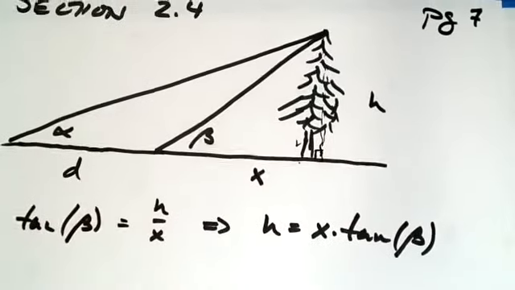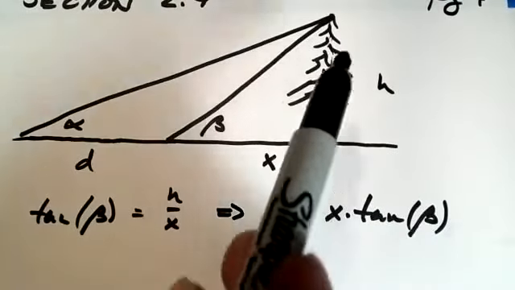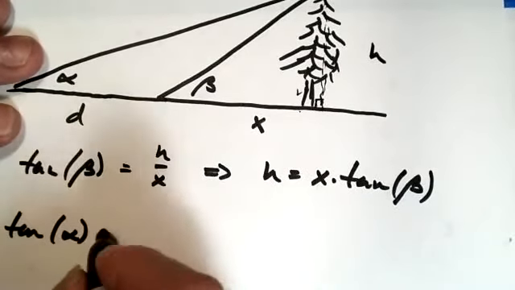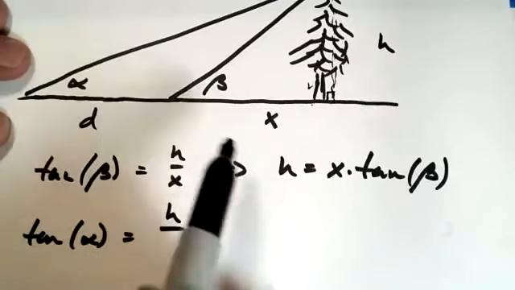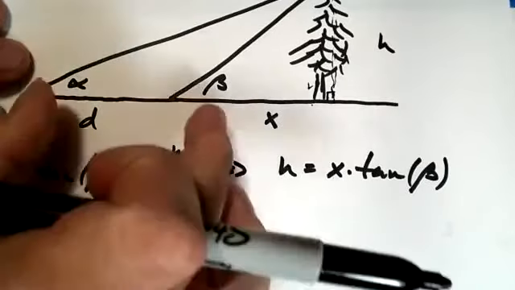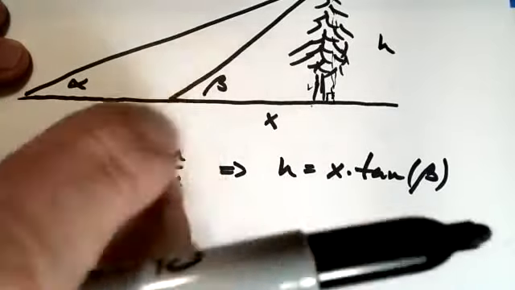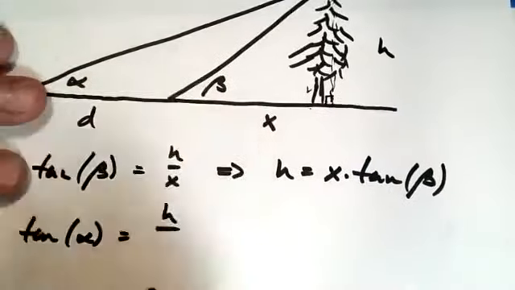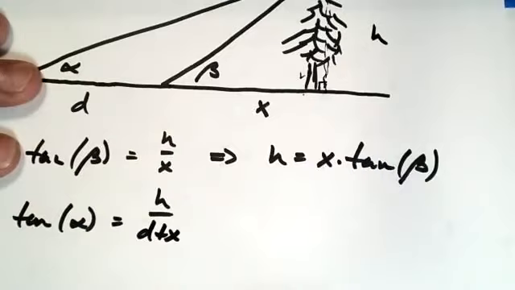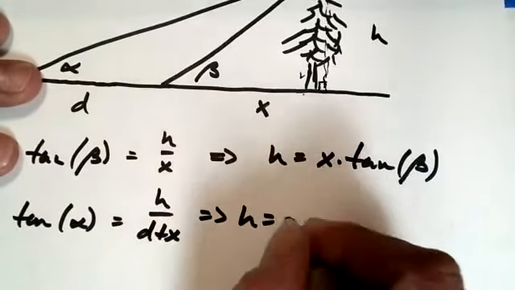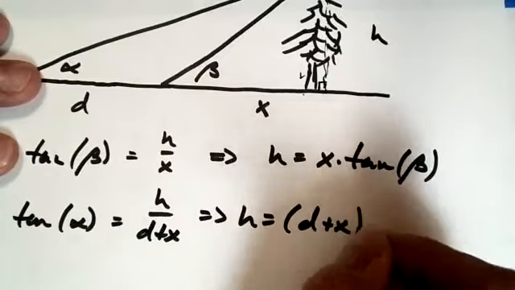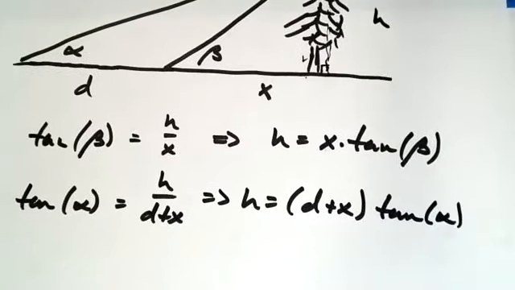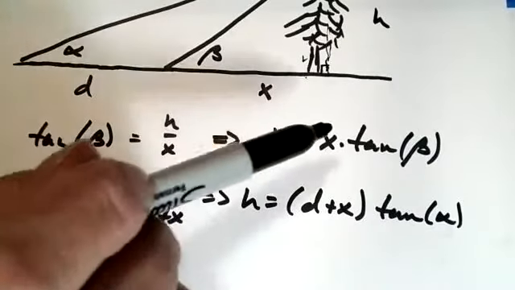I need to create another equation, which I'm going to do using the much larger triangle. Similarly, tangent of alpha is equal to h over, now it's not just x, it's actually d plus x. And this is where the problem comes in. People think that you're just supposed to use d, but it's not. It has to be the entire side. So d plus x is in the denominator, and the result is that h is equal to d plus x times tangent of alpha. Okay, so now we have two equations, two unknowns.